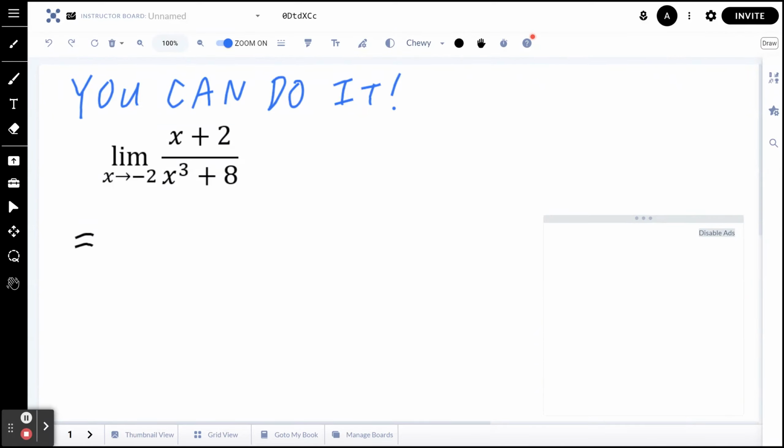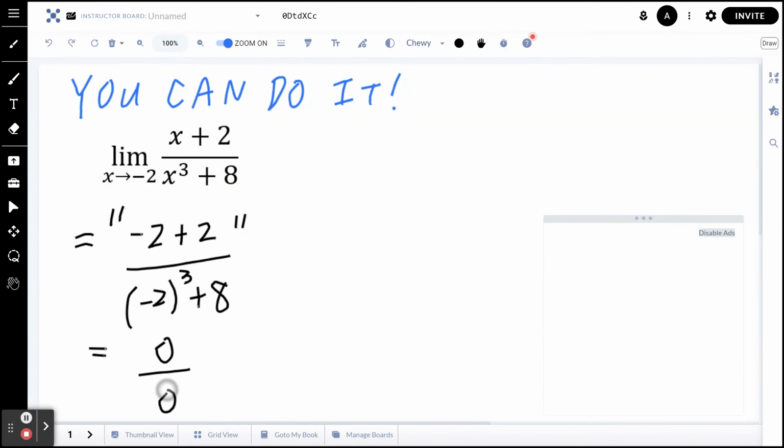Step 1. If you plug in x to be negative 2, you would discover, and I'll put this in quotation marks, this equals negative 2 plus 2 divided by (negative 2)^3 plus 8. And of course, this would give you one of the 7 types of indeterminates. So what that really means is you have to move forward to either step 2 and/or step 3.